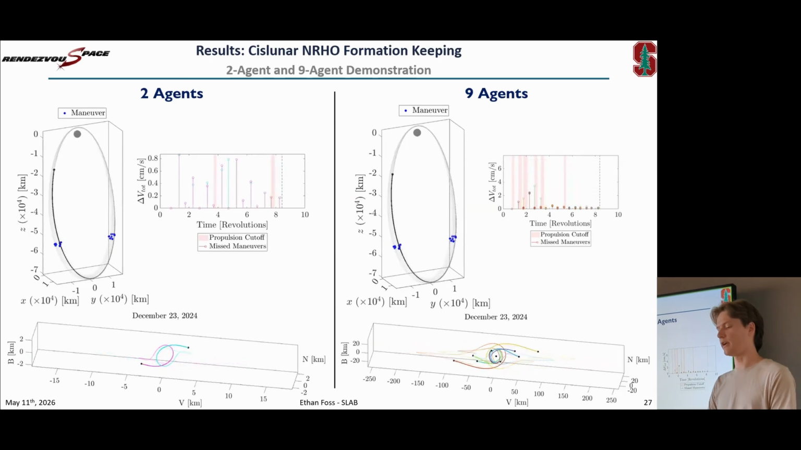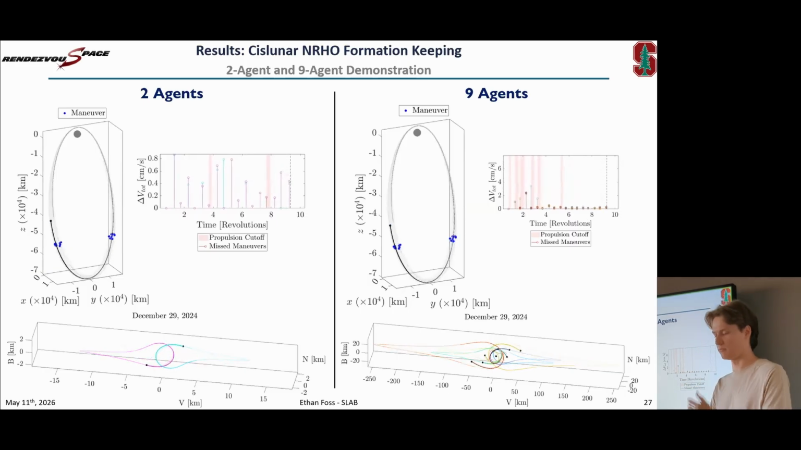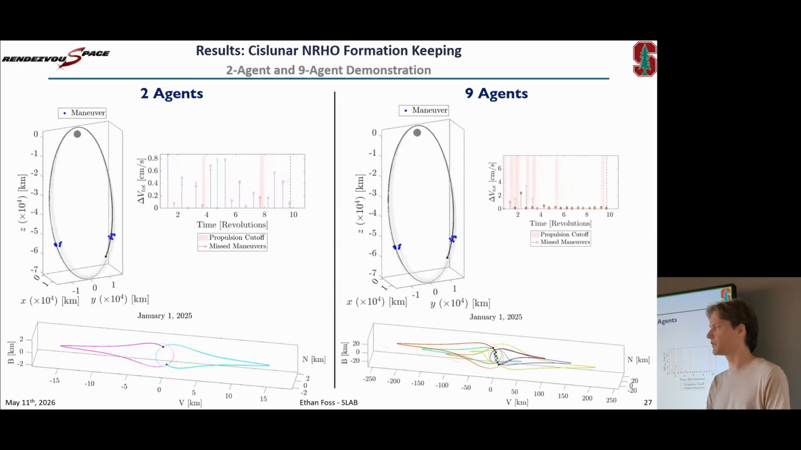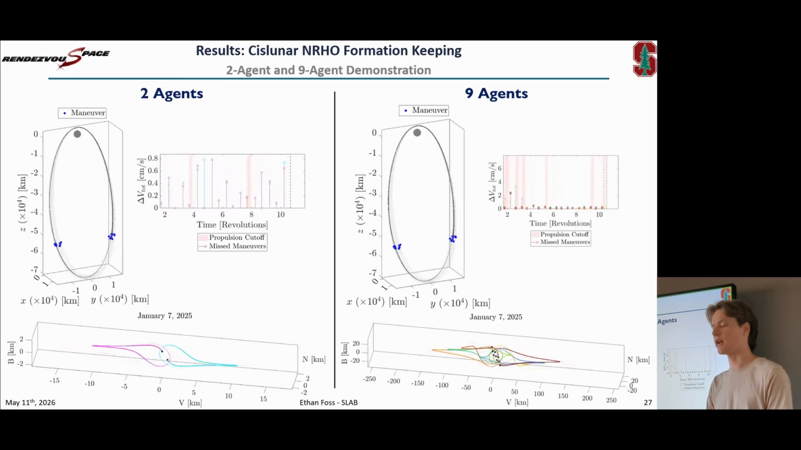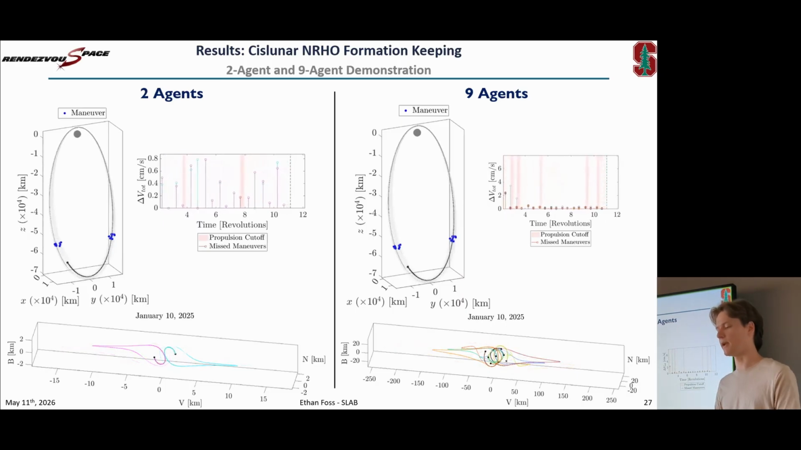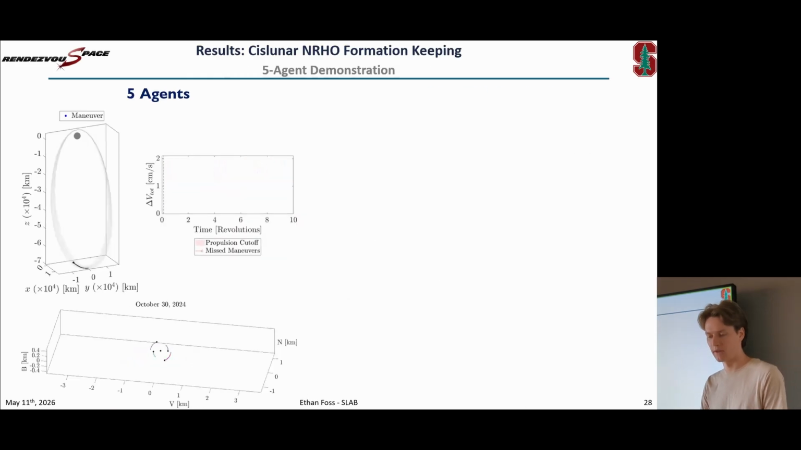We'll also see in the maneuver profiles various instances of missed maneuver events, or periods of time where spacecraft randomly miss a maneuver. And despite this fact, the formation is able to maintain safety over time and bounded relative motion.